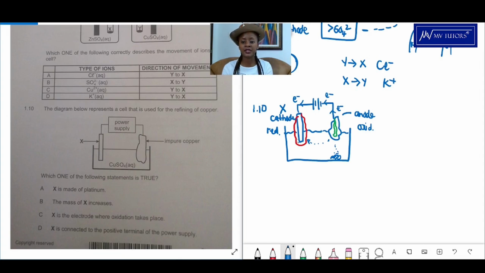No. So with an electrochemical cell, you have your positive this side. So I actually sketched this wrong because we're so used to the anode being on the left-hand side. So this is how it should be. This is the positive and that's the negative side. So X is connected to the positive terminal? No. So basically our answer then would be B.